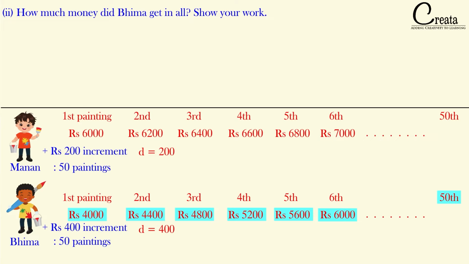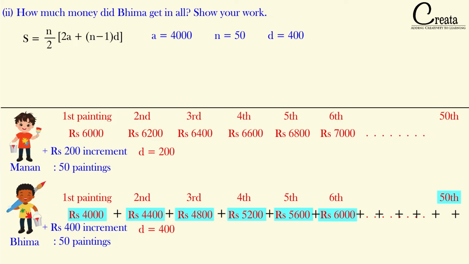It means we have to do the sum of the arithmetic progression. The complete series, we have to do the sum. That is, we have to add all the terms. So which formula will be used? The formula of the sum of the arithmetic progression series will be used, which is this formula. In this formula, S is the sum and n is the total number of terms up to which we have to calculate the addition. a is the first term, again n, and d is the difference. So here the first term is 4,000 and n will be 50 and the difference is rupees 400.